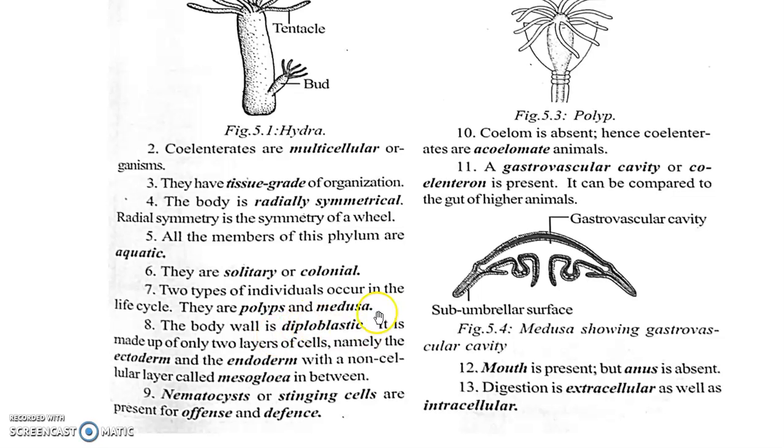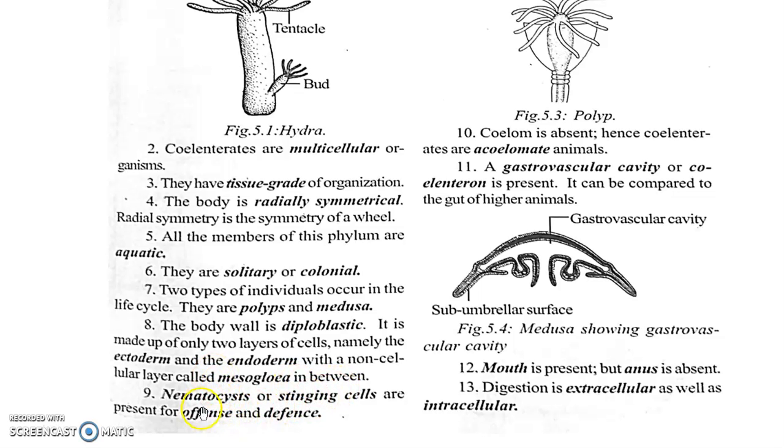The body wall is diploblastic. Diplo means two. It is made up of only two layers of cells, namely the ectoderm and endoderm, with a non-cellular layer called mesoglea in between. In between ectoderm and endoderm, what is there? Mesoglea. There are three layers: the outer layer is the ectoderm, the inner layer is the endoderm. Between the ectoderm and endoderm there is a non-cellular layer called mesoglea.